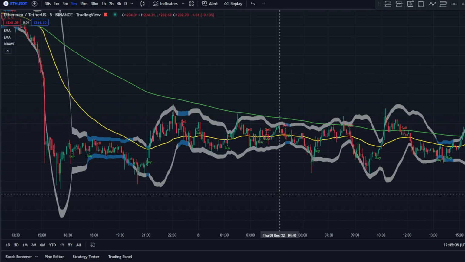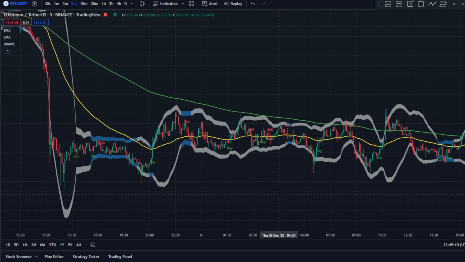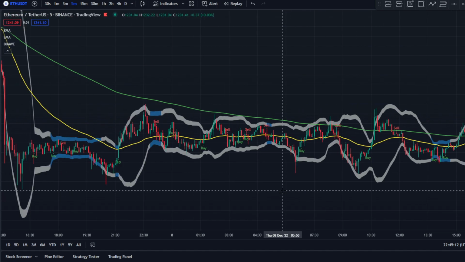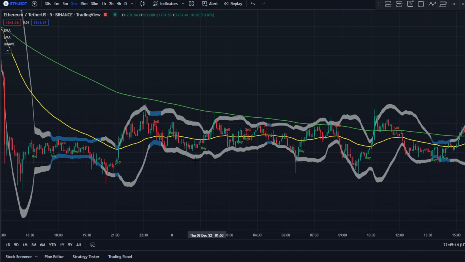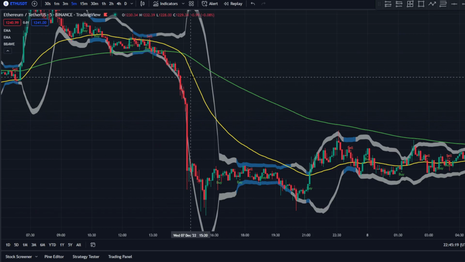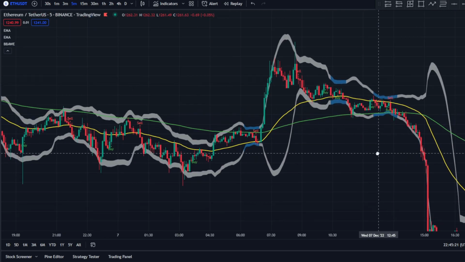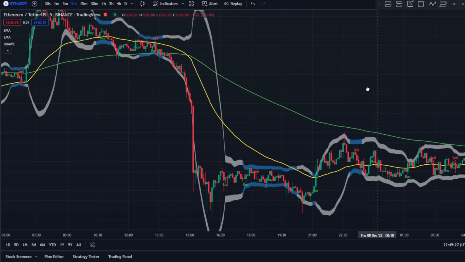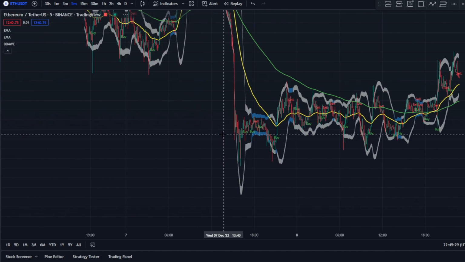So basically for this, it is very simple. What you want to see is a rejection. For you to take a short position, you want to see that the yellow EMA is below the green EMA, and for you to take a long position, you want to wait for the yellow EMA to be above the green EMA. So let's get right into this video.